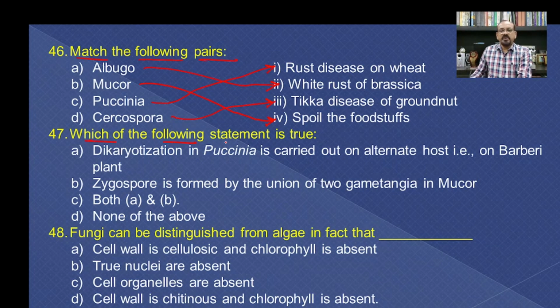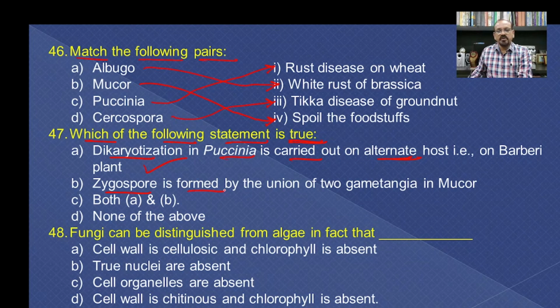Then, which of the following statements is true? Number 1, dikaryotization in Puccinia is carried out on the alternate host, that is on the barberry plant that we have seen earlier, and hence it is the correct statement.